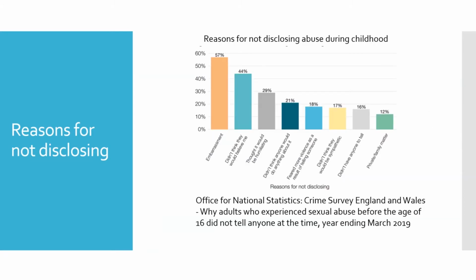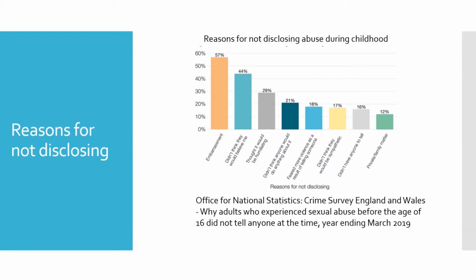And this just categorises the reasons for not disclosing, which I find is a really interesting graph. 50% of adults who experienced childhood sexual abuse didn't want to disclose because of embarrassment. 44% didn't think that they'd be believed. 29% thought it would be humiliating.